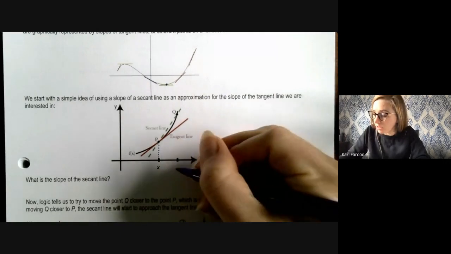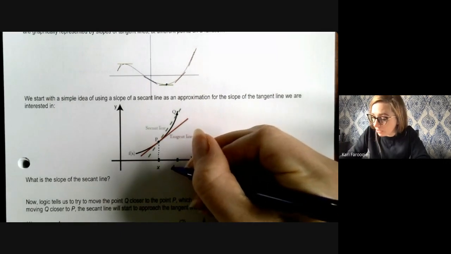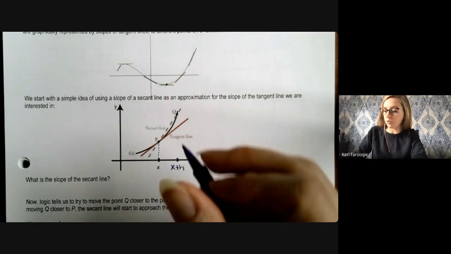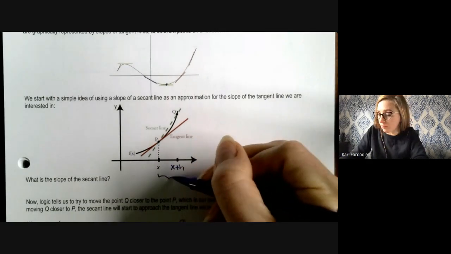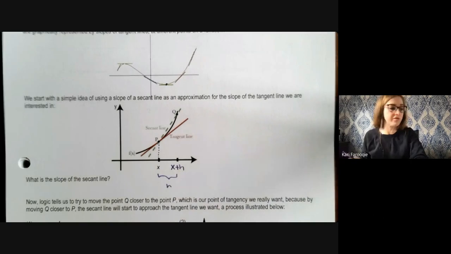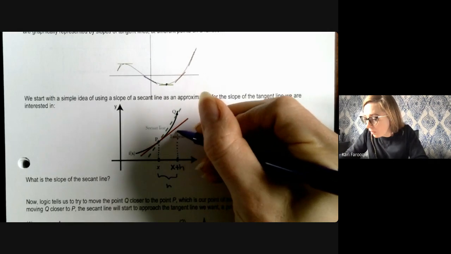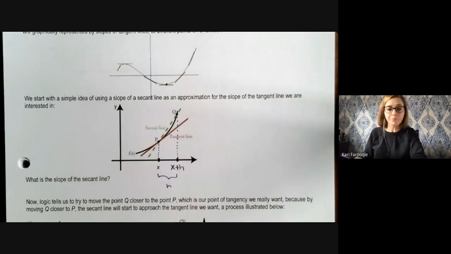So if we're starting at X, and I move over H units, then I can call this next X coordinate X plus H. So these have a distance between them of about h units. We have to think about this in generalities. And this corresponds here to the point Q. So this would be the x coordinate.